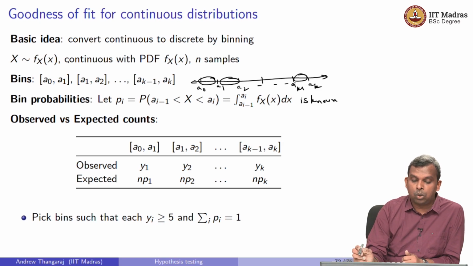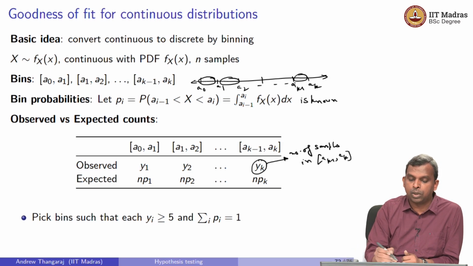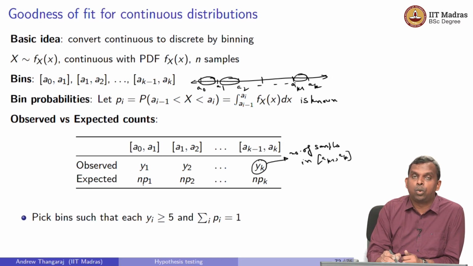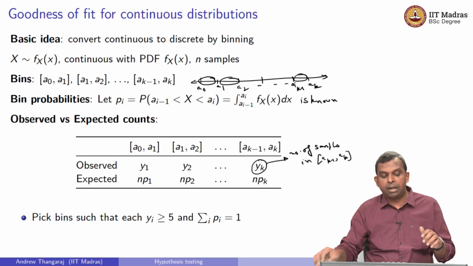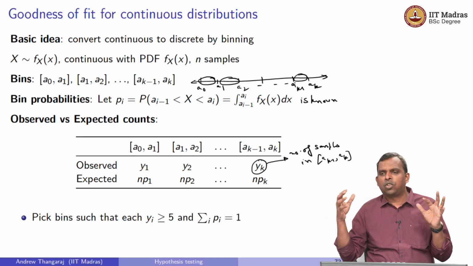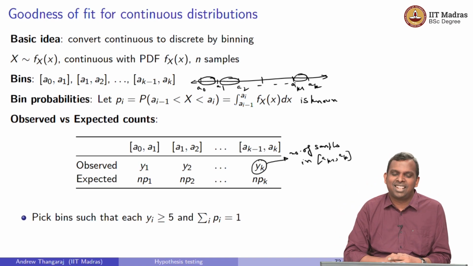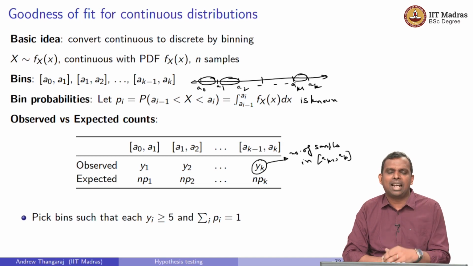So this p_i is known, given that I have this X. I can find the observed counts: y_k is the number of samples in the bin a_{k-1} to a_k. Likewise, y_1 is the number of samples in the bin a_0 to a_1, and I can also find the expected counts: np_1, np_2, ..., np_k. Notice how continuous became discrete. I picked some intervals, so it is almost as if I converted my continuous variable to a less precise discrete random variable. Once I do that, I have the counts.